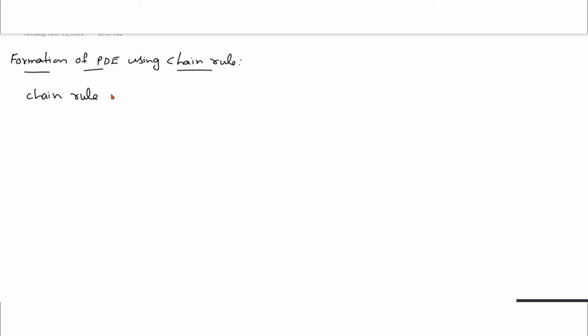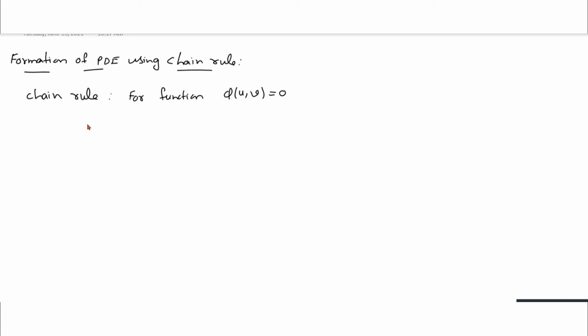So today's topic is formation of PDE using chain rule. So the chain rule that we have is chain rule for the function phi of u comma v is equal to 0. So if you have this type of function or this type of equation, then you can use the chain rule.